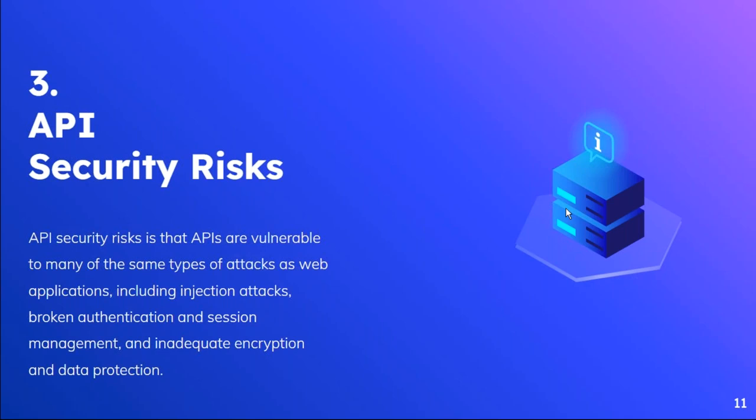API security risk is that APIs are vulnerable to many of the same types of attacks as web applications, including injection attacks, broken authentication, session management, and inadequate encryption and data protection.